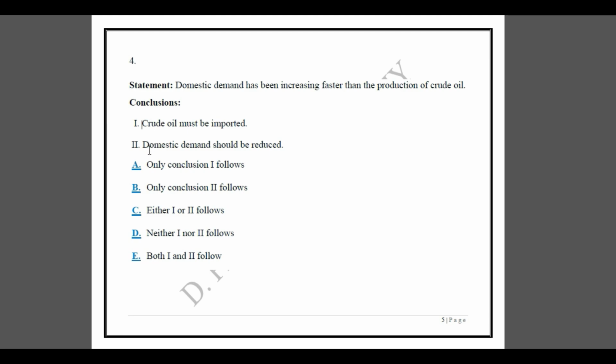Now we shall go to the second conclusion. Domestic demand should be reduced. Here I would like to give you an example. In a flat, there are four friends. They are using four cars for transportation to go to their company. Instead of using four cars, if they use one car, what will happen? Automatically, the domestic demand will start reducing. So here, conclusion 2 is correct. But you should remember, you can either use alternative 1 or alternative 2. Meaning, you can either use conclusion number 1 or conclusion number 2. Therefore, the answer over here is option C. Either 1 or 2 follows.